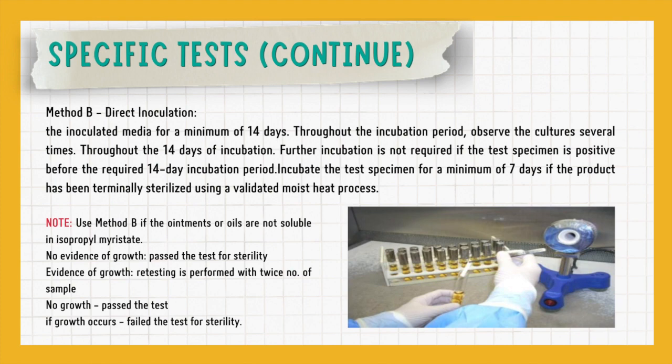No evidence of growth. Passed the test for sterility. Evidence of growth. Retesting is performed with twice the number of samples. No growth, passed the test. If growth occurs, failed the test for sterility.